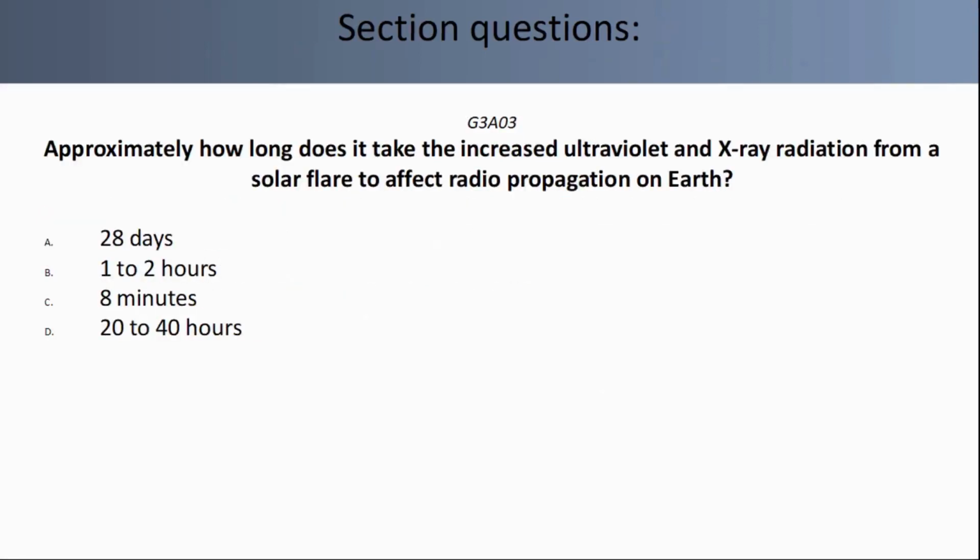So approximately how long does it take for the increased ultraviolet and X radiation from a solar flare to affect propagation? Well, ultraviolet and X radiation are electromagnetic energy, so they travel at the speed of light. Look for the shortest time period in the answer, and that's 8 minutes. So UV and X radiation, they get here quick and can impact the propagation in short order.